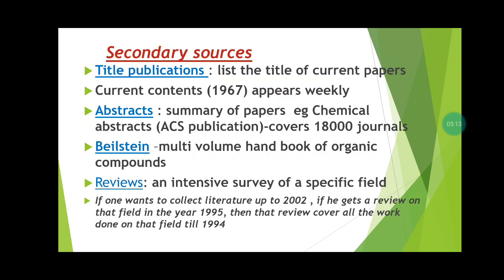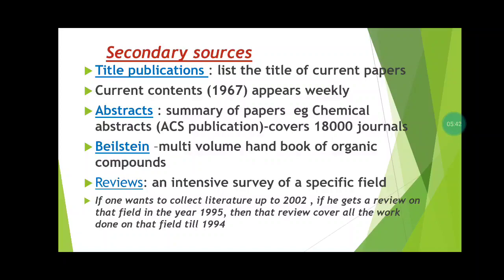And the next one is abstracts. An abstract of a paper gives a summary of the paper, and so abstracts are very useful. Chemical Abstracts is published by the American Chemical Society. It covers 18,000 journals. And the next one is Beilstein. It's a multi-volume handbook of organic compounds. It is also a secondary source.